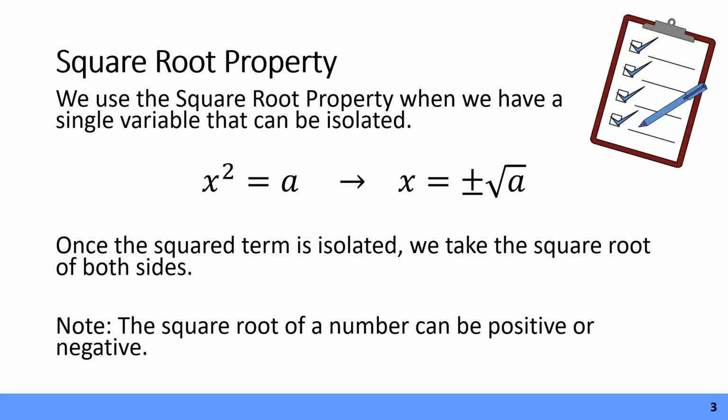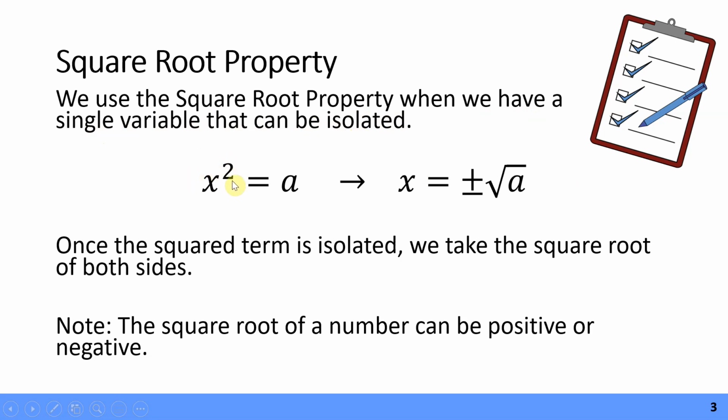So the square root property is shown below. Again, it looks very scary. Don't let it freak you out. We use the square root property, and I'm going to tell you exactly when to use it: when you have a single variable that can be isolated. And I know that makes no sense, right? But we're going to show an example.